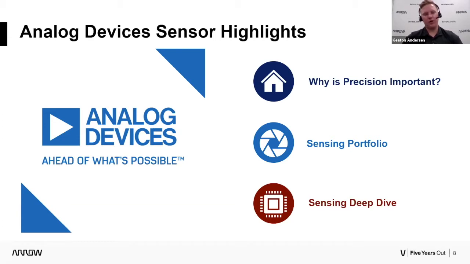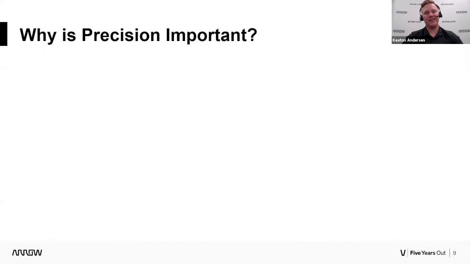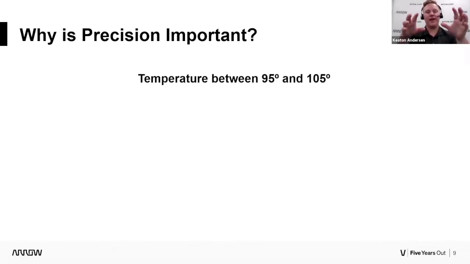Speaking of precision, I want to do a quick review. I did highlight this in my medical series, but I'm going to do it again, so apologies if we've already gotten this lesson. So why is precision important? Let's pretend that we're looking at a temperature. We're trying to take a temperature range between 95 and 105 degrees Fahrenheit for this example.